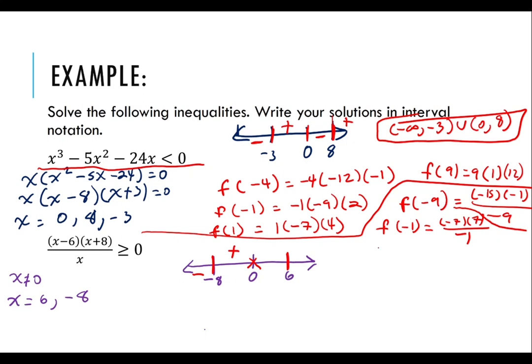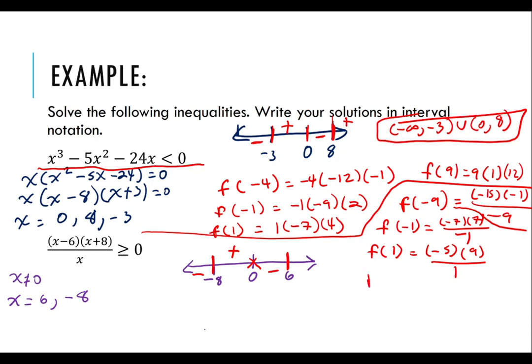Then we need to pick a value between 0 and 6. How about f of positive 1? 1 minus 6 is going to be negative 5. 1 plus 8 is going to be positive 9. Divided by positive 1. Negative times positive is negative, divided by positive, that's negative. So between 0 and 6, we're below the x-axis.